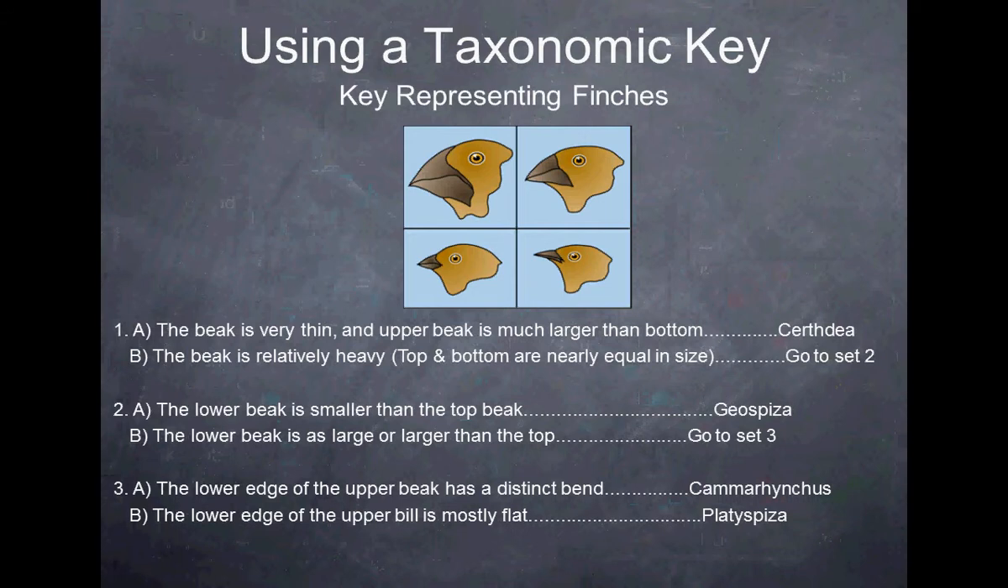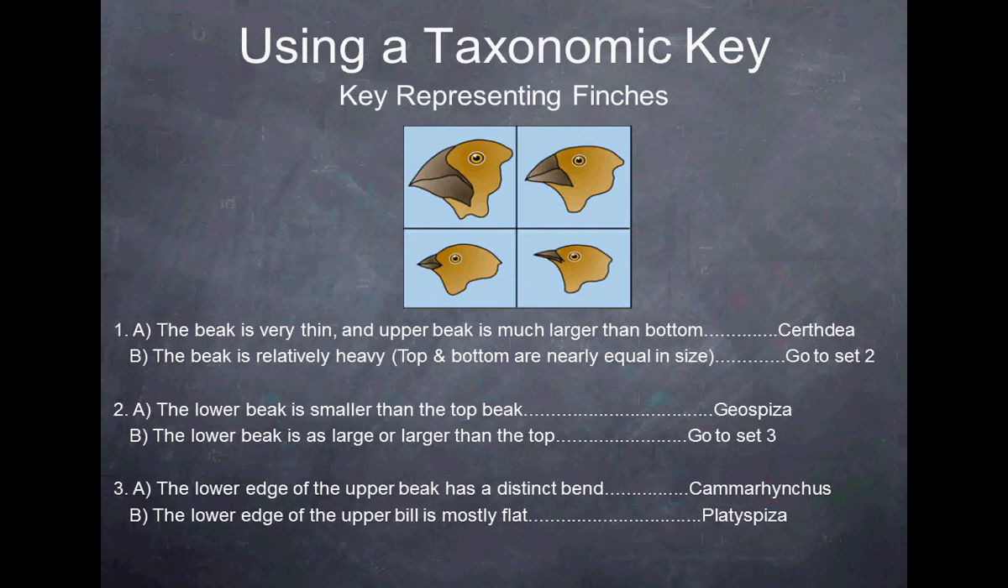And let's say we want to identify which types of finches these are. What I can do is use a taxonomic key like this to identify them. And it's set up pretty simply. Each number has a set of two statements. You always start at the top at number one, and you read the statements and decide which one applies to the thing you're looking at. And then you follow the instructions.